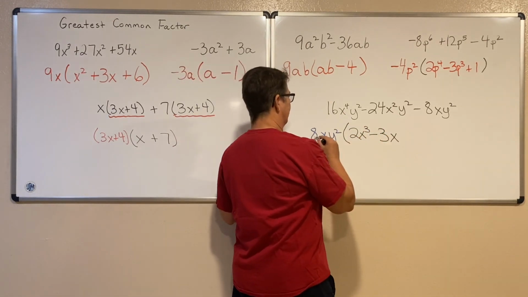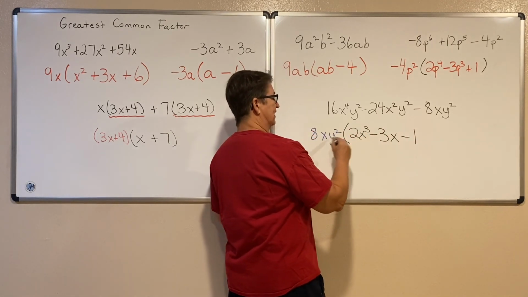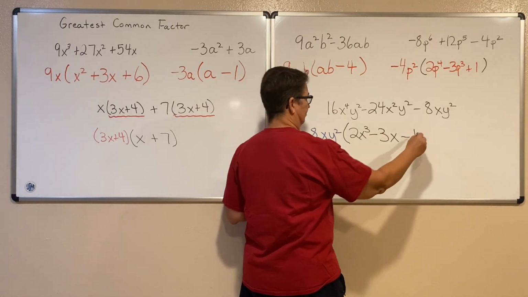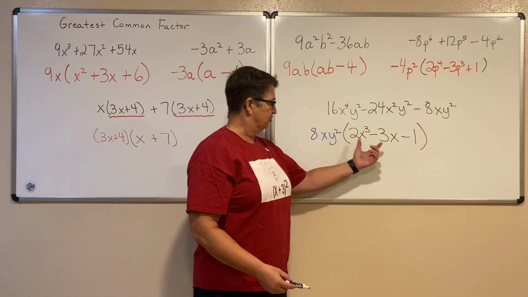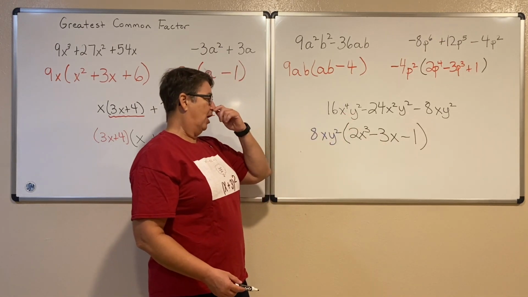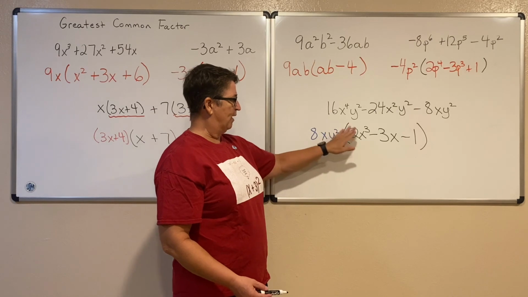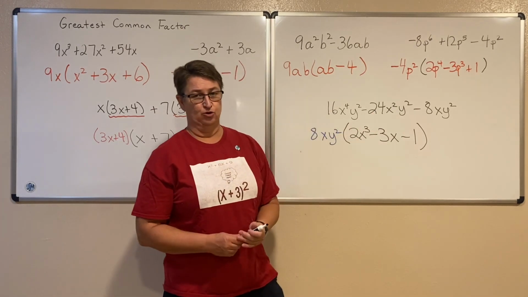Negative 8 divided by 8 is a negative 1. X divided by x is 1. Y squared divided by y squared is 1. So now I have factored my product here with the greatest common factor. I could check myself by multiplying it back out to make sure that I get my original.